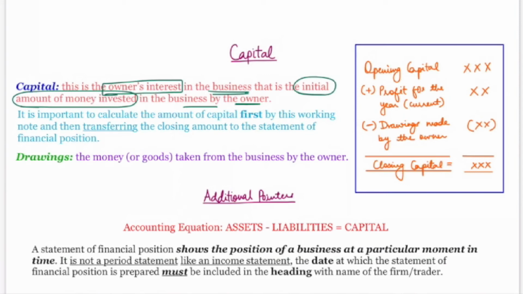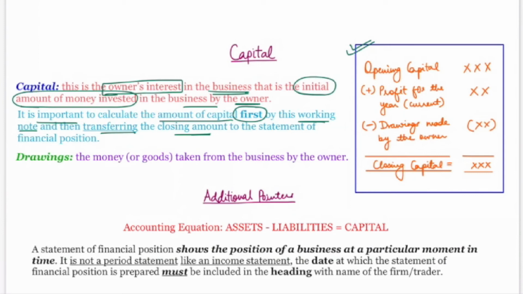Now, it is important to calculate the amount of capital first by this working note given here, and then only transfer the closing amount to the statement of financial position. As we saw previously, you can do this working note in the financial statement itself, or you can do it separately and write the final amount over there. But it's very important that if there's any adjustment given, you have to compulsorily prepare this working note and then transfer only the closing amount to the statement of financial position.